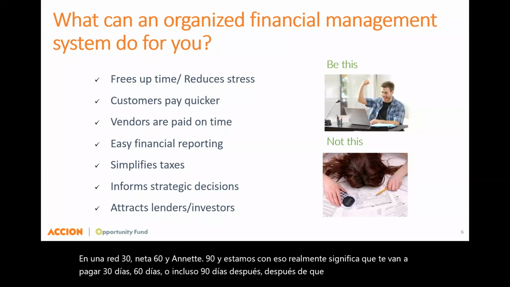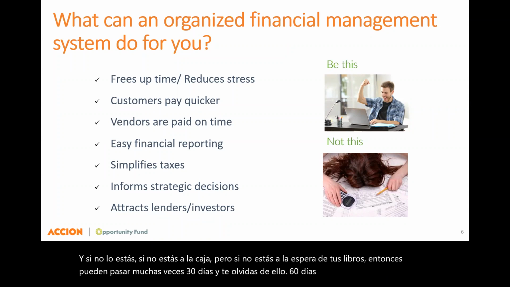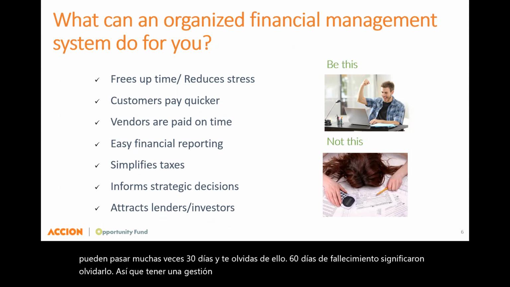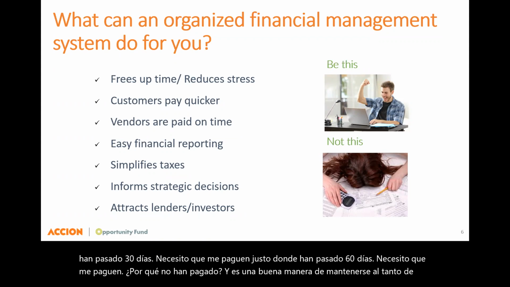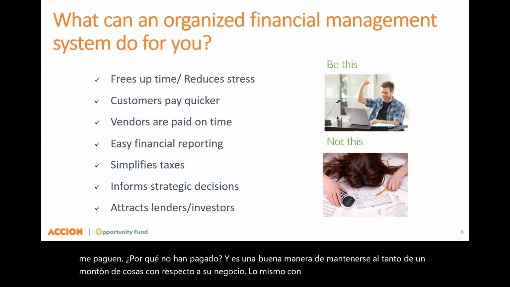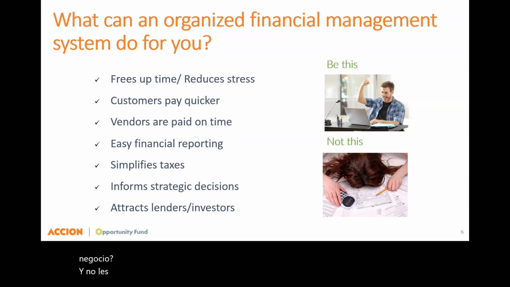And if you're not up with your books, a lot of times 30 days might pass and you forget about it, or 60 days might pass and you forget about it. Having an organized financial management system tells you, hey, it's been 30 days, I need to get paid, or it's been 60 days, why haven't they paid? It's a good way to keep on top of a lot of things in your business. Same thing with vendors. If your supplier gave you whatever you needed to keep running your business, it's a good way to ensure you pay them on time and keep a good relationship with those vendors as well.